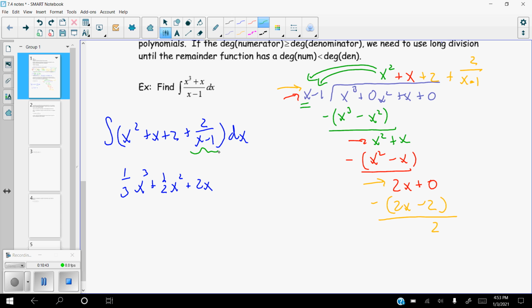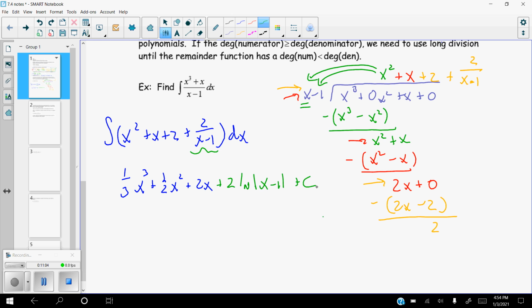That last piece, that's going to be a natural log antiderivative. Because, again, you have to recognize that's a constant on top of a linear function. And that's just going to be a natural log. So it'll be the constant 2 times the natural log of the absolute value of x minus 1. And then, of course, it's an indefinite integral, so don't forget plus c.